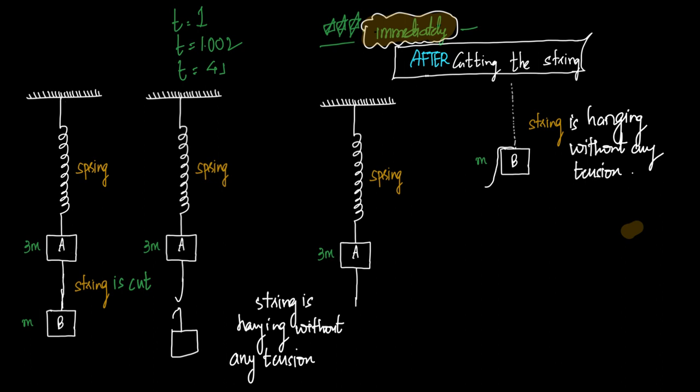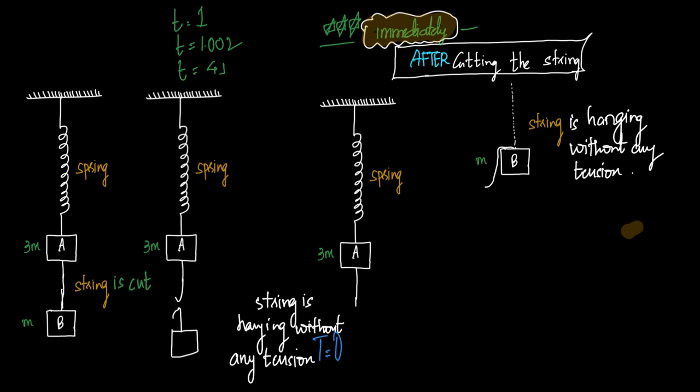And the block A, the string is between A and B. When the string is cut, what happens is the primary effect. See, there is some tension between the points A and B. And when the string is cut, what happens with the tension? What happens with the tension is the tension becomes 0. Now, when the string is cut, the string is hanging without any tension. Or in other words, we can say that the tension is equal to 0. Right? The tension is equal to 0.